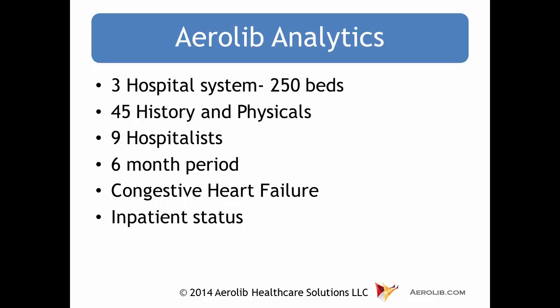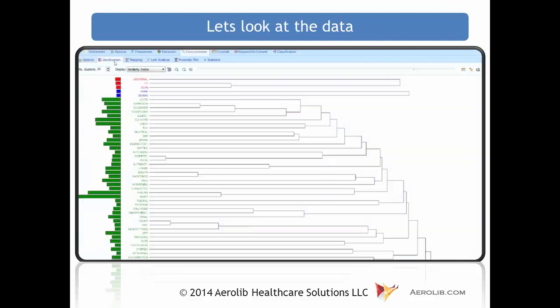So what we did was we looked at a 3-hospital system, about 250 beds in total. We looked at 45 history and physicals from 9 hospitalists over a 6-month period, where our DRG was congestive heart failure, and all these were inpatient statuses. So let's look at the data now.